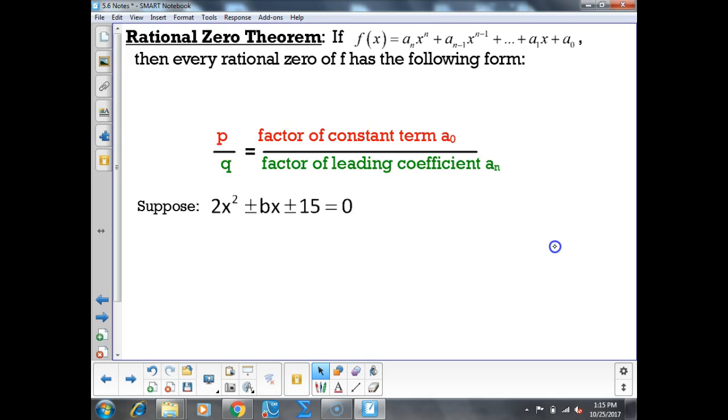So, if I'm looking at this function, and I just threw up a random old function, and I don't really even care what the b is, and I don't really care about the plus or minus signs in between, okay? But 2x squared plus some number x, plus 15, okay? Or put a subtraction sign in there, or 2 subtraction signs for all I care. All I care about is that this number here is my constant term. And so I need to find the factors of 15.